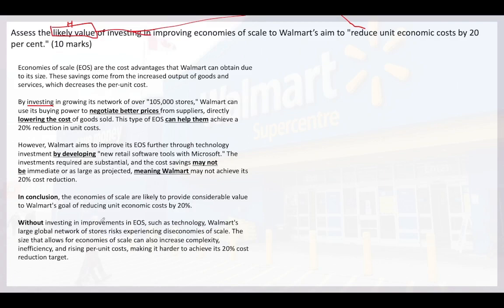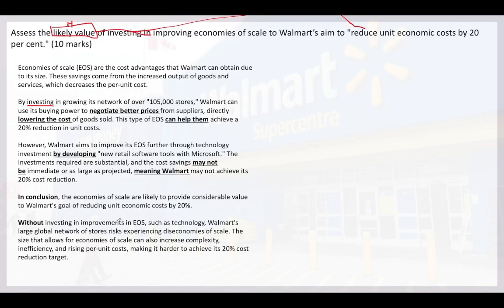Without investing in improvements in economies of scale, such as technology, Walmart's large global network of stores risks experience diseconomies of scale, because that would be a good counter argument for this being so big. The size that allows for economies of scale can also increase complexity, inefficiency, and rising per unit costs, making it harder to achieve its 20% reduction target. Okay, so we've come back to the hook in the question.